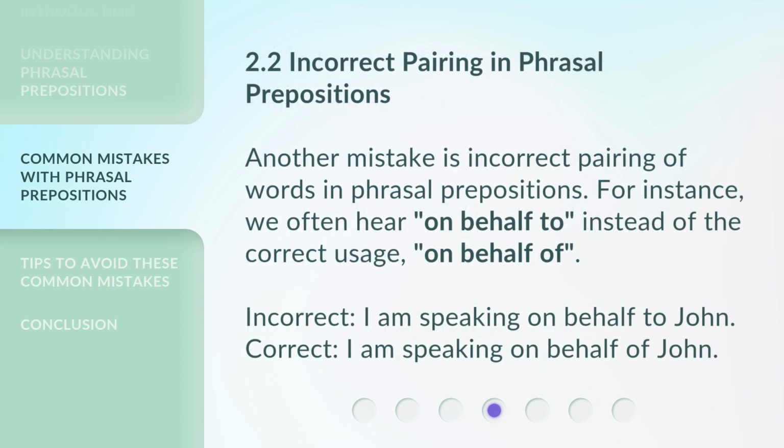2.2 Incorrect pairing in phrasal prepositions. Another mistake is incorrect pairing of words in phrasal prepositions. For instance, we often hear, on behalf to, instead of the correct usage, on behalf of. Incorrect: I am speaking on behalf to John. Correct: I am speaking on behalf of John.